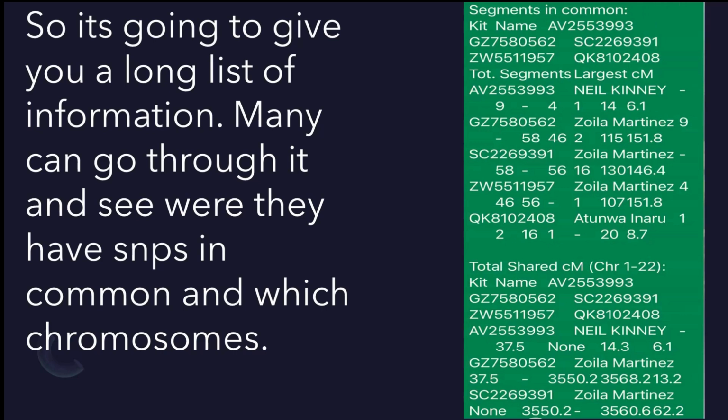Okay, so now it gives you a whole bunch of information. You see how it says the kit numbers and it talks about segments. I reduced it just to three people: my husband, myself, and Atuna Unaro. Atuna Unaro is a 1,000-year-old indigenous woman from the Caribbean.